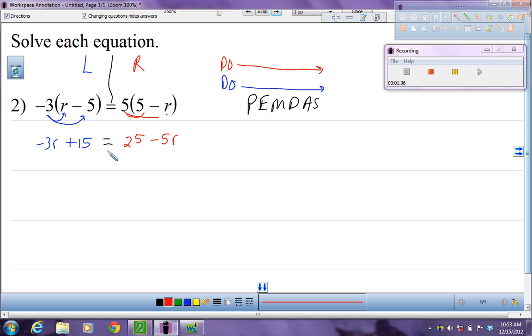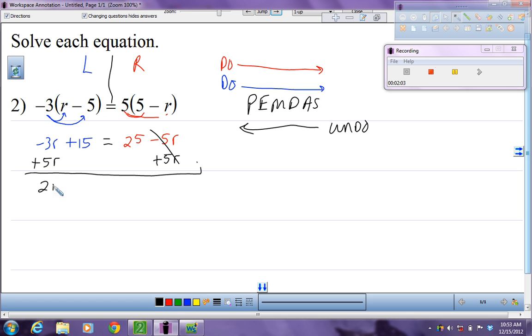Now that I've simplified left and right, now I can move things around from one side of the equal to the other. So in this case, I am going to be undoing, right? I'm going to undo. So I gotta do all the things backwards. I gotta add and subtract first. I'm gonna move this R over here, so instead of minus 5, it'll be plus 5R, right? Over here becomes 0, over here becomes 2R.